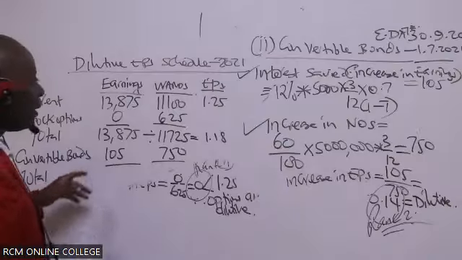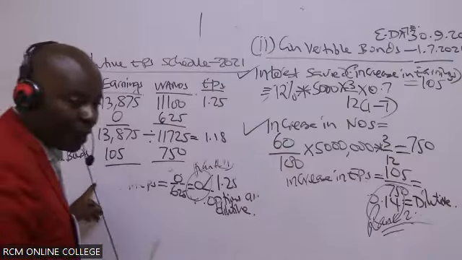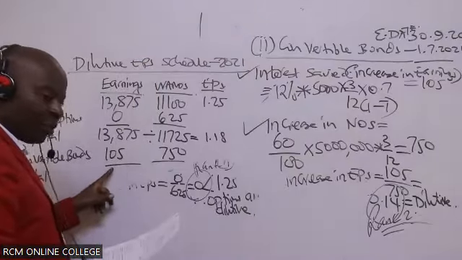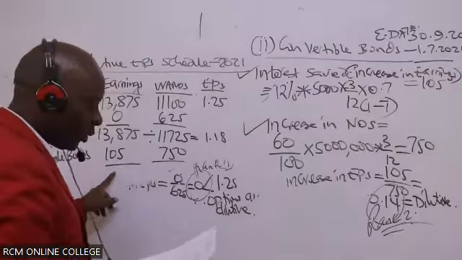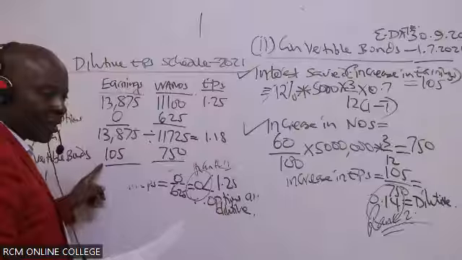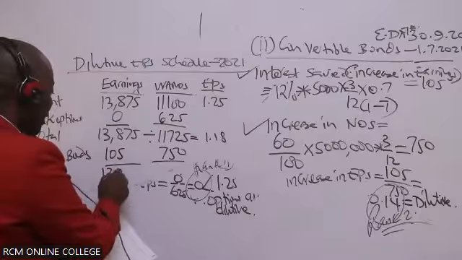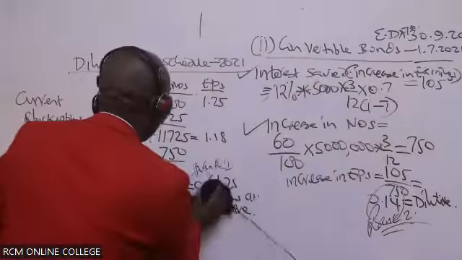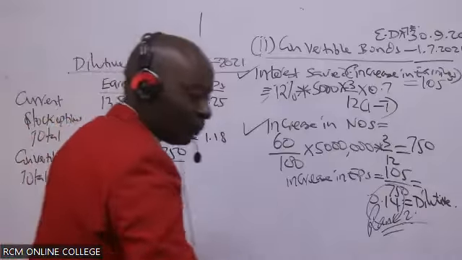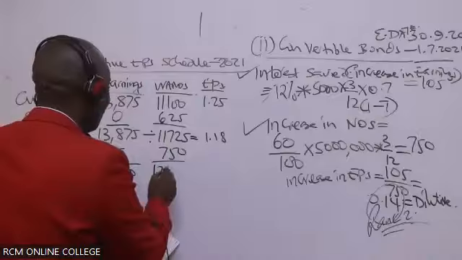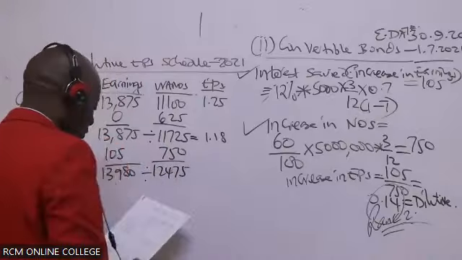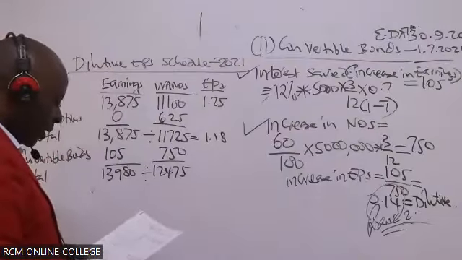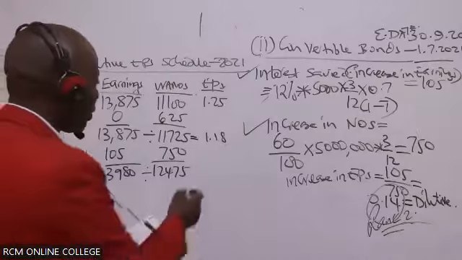So the total in this case, somebody give me the answer: 13,875 plus 105. Is there somebody who is able to give us this figure? 13,980. And then this plus this gives me what figure? 12,475. Then you divide the two, and you should be able to give me the most diluted EPS. Which gives me what figure? 1.12. Thank you very much.